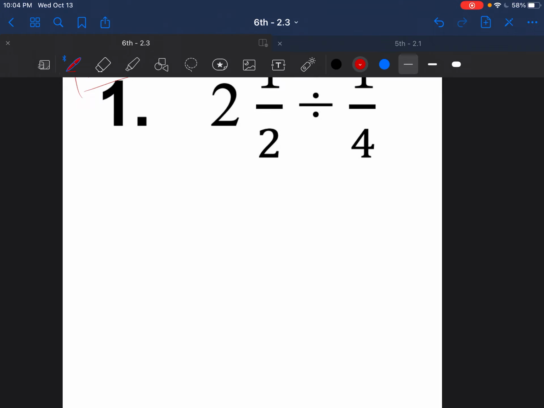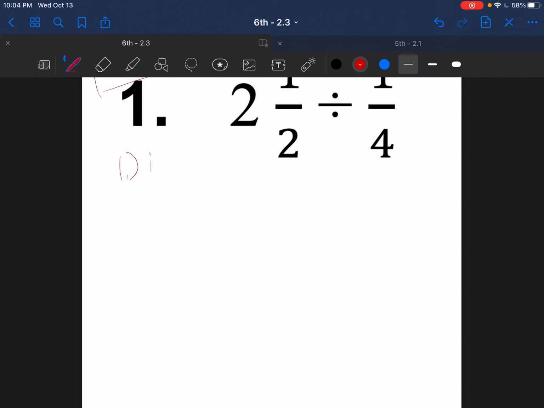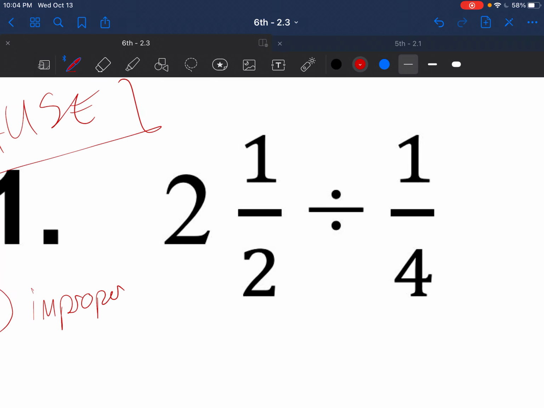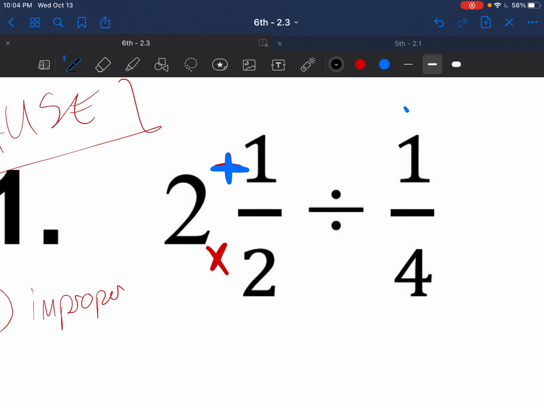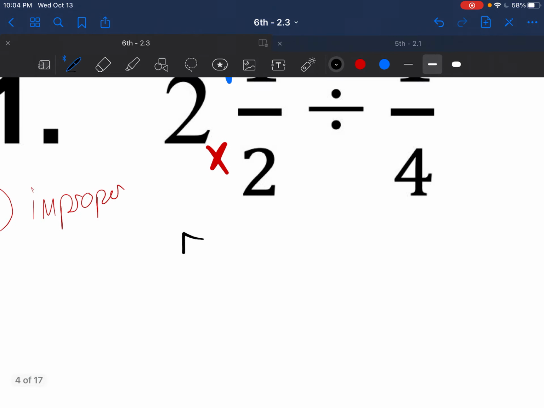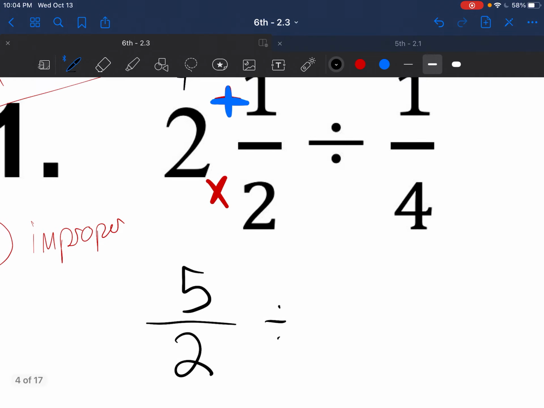Alright, let's try it out. First things first, we said we need to turn this into an improper fraction, so let's do that. How do we do that? Well, we multiply here, and then we add here. Alright, so let's do that. We have 2 times 2 is 4. 4 plus 1 gives you 5 over 2 divided by 1 over 4.